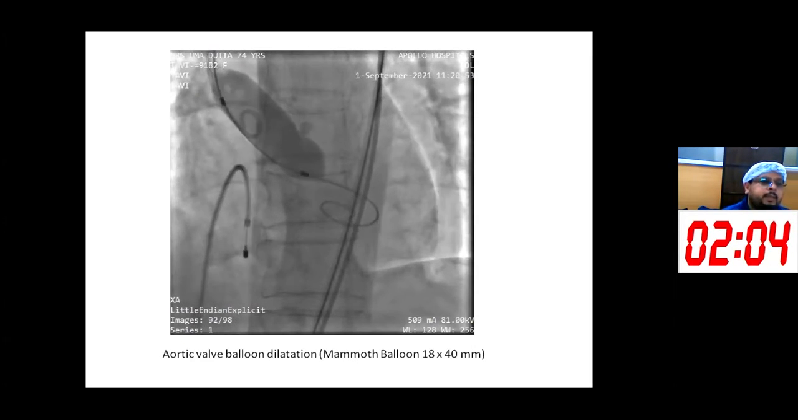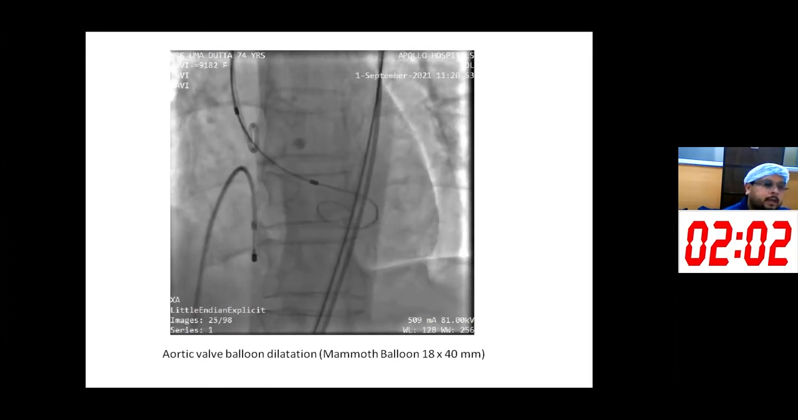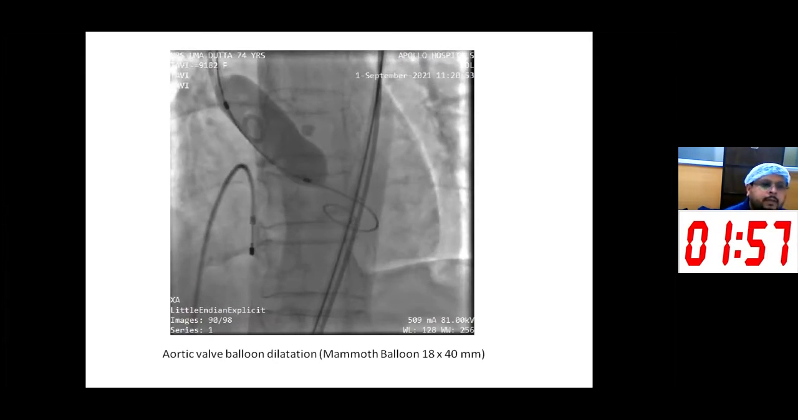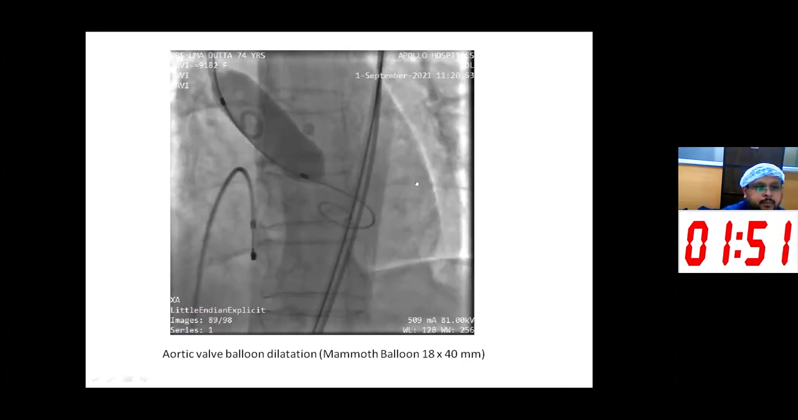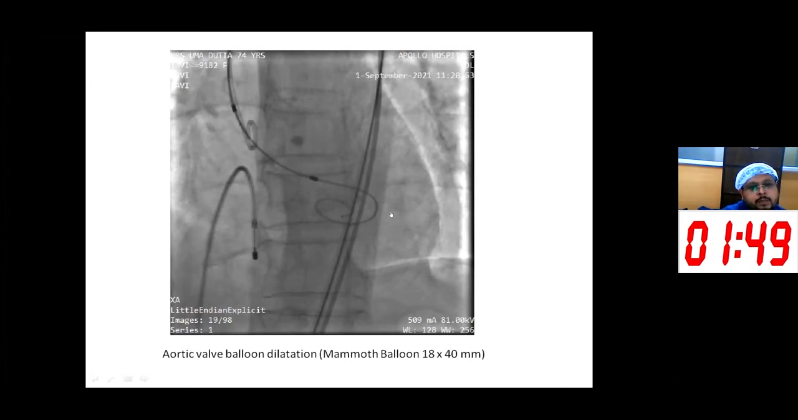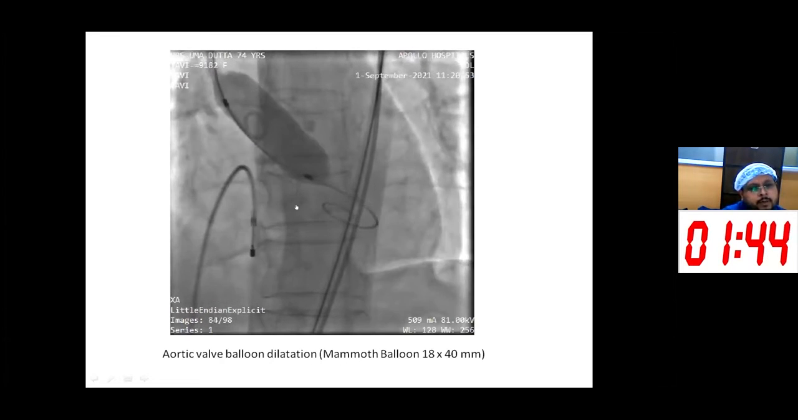We exchanged another pigtail and we put in the Safari wire. It's a curved wire like the LA wire, for the wire to be stabilized. Then we took a Mammoth balloon of the size of 18 by 40 mm, and we put it across the aortic valve over the Safari wire.